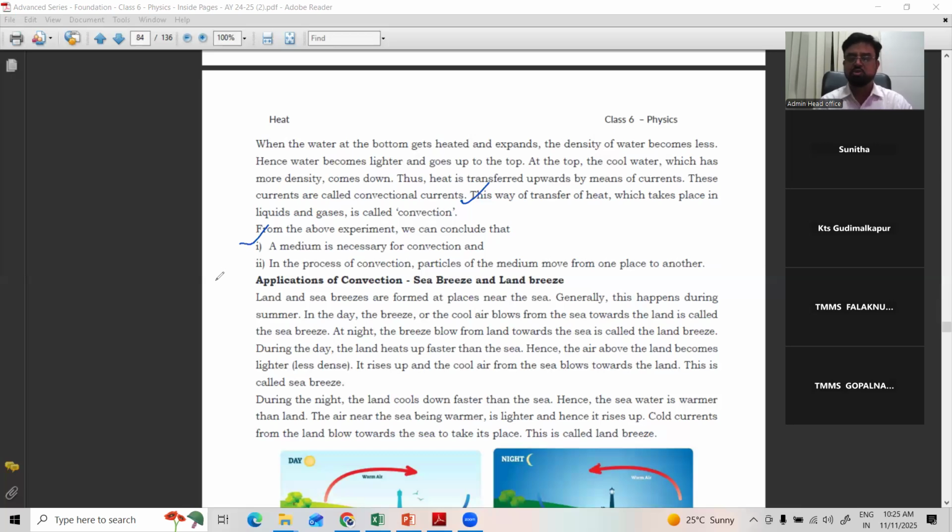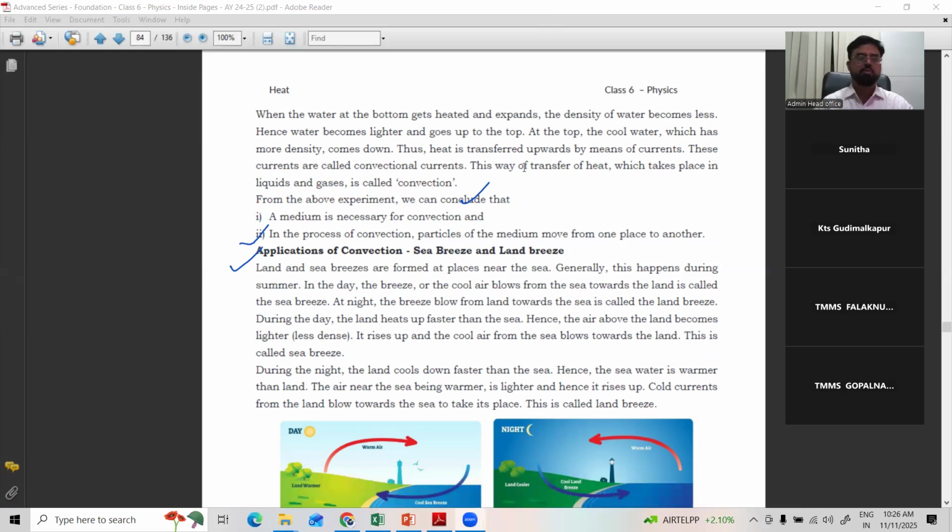Conduction also requires a medium, a solid medium. And in the process of convection, particles of the medium move from one place to another place. In the case of conduction, we need the medium, a solid medium, but there is no movement of particles. But in the case of convection, there is a movement of particles. With actual movement of particles only, we are getting the momentum, right?